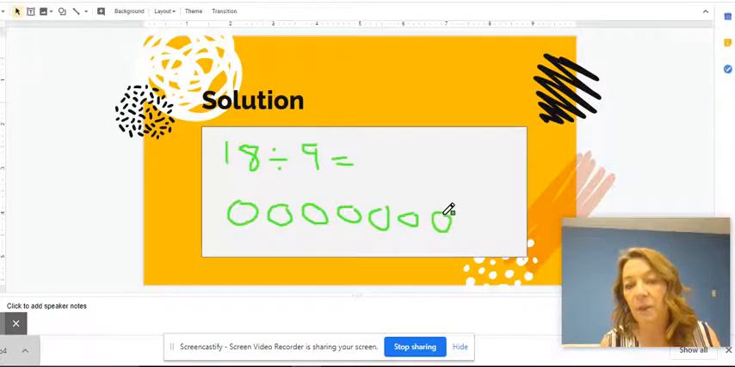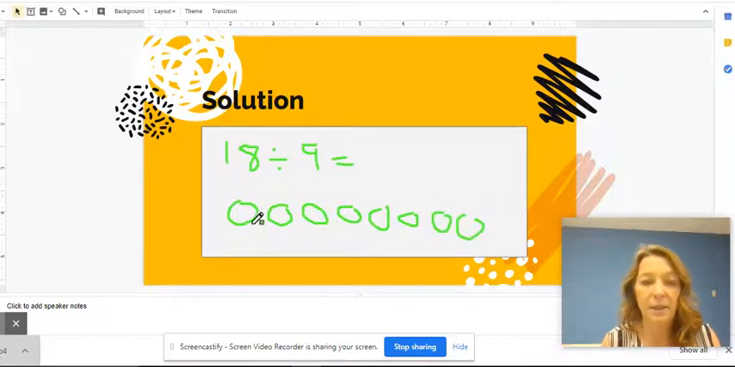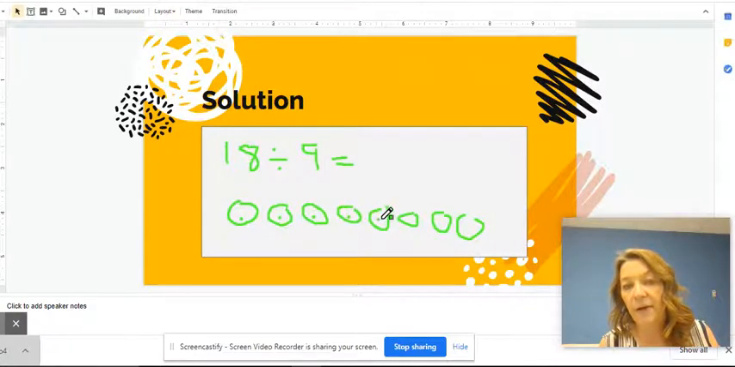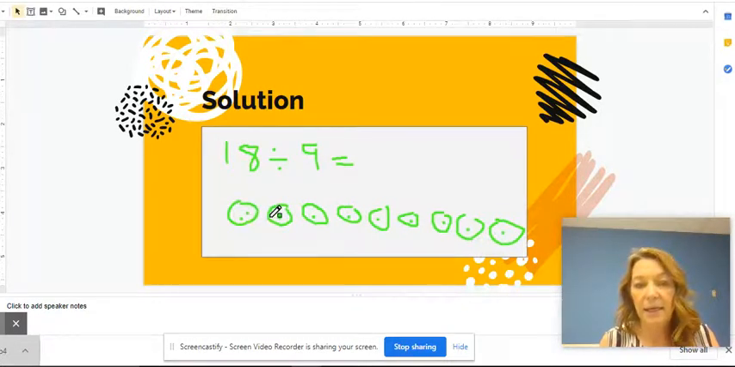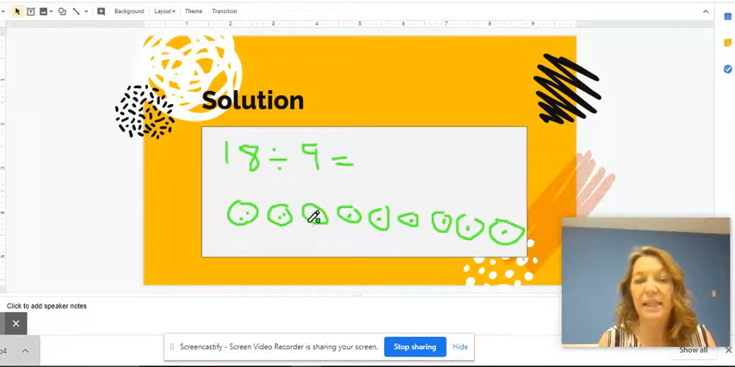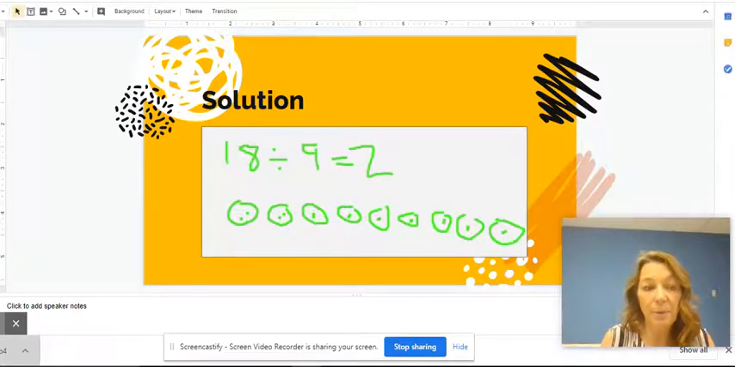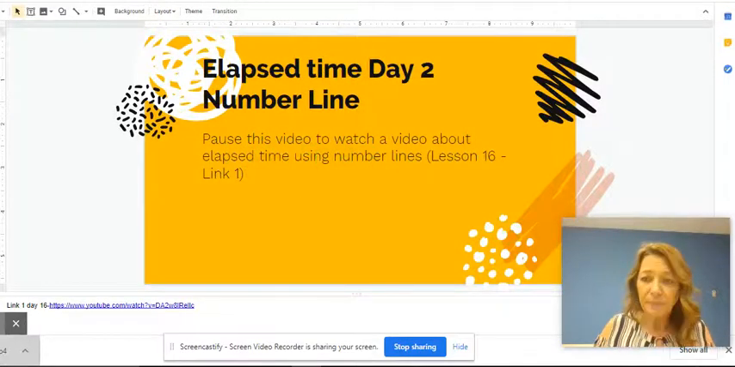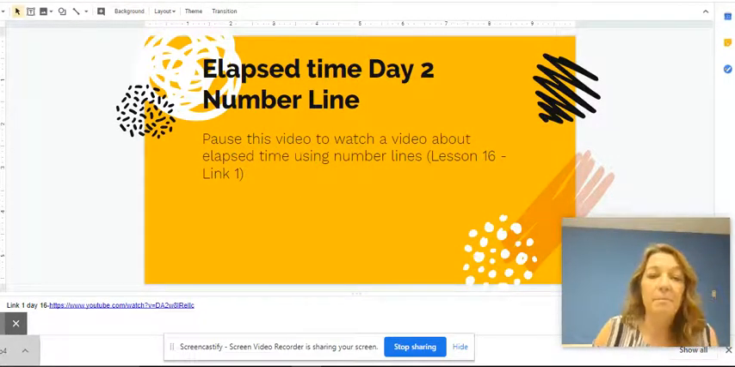And if I were to go through and put dot, dot, dot, 1, 2, 3, 4, 5, 6, 7, 8, 9, 10, 11, 12, 13, 14, 15, 16, 17, 18. How many are in each circle? 2. 2 are in this album, 2 are in the next album, and I'd be able to solve my problem of the day.